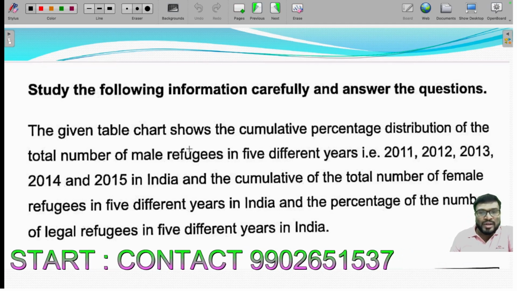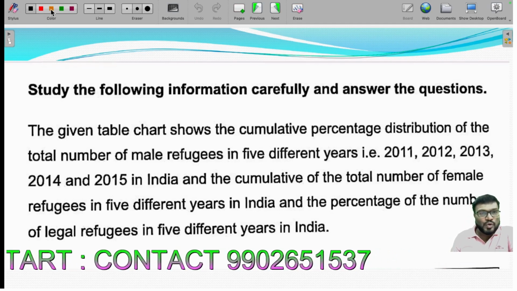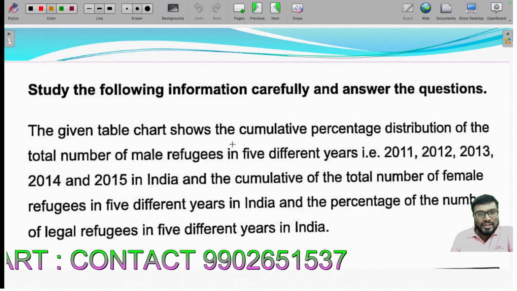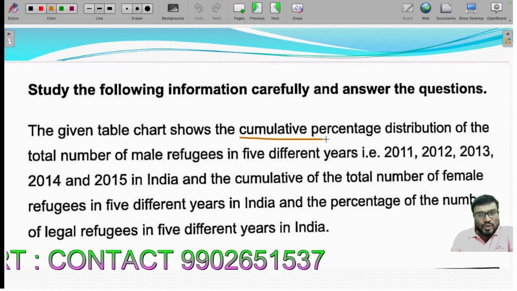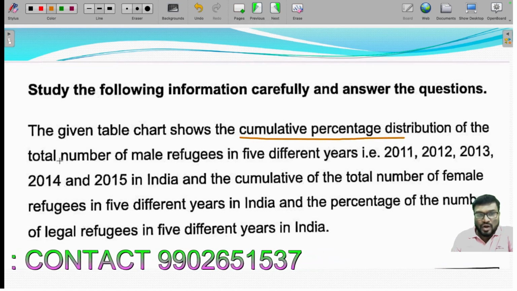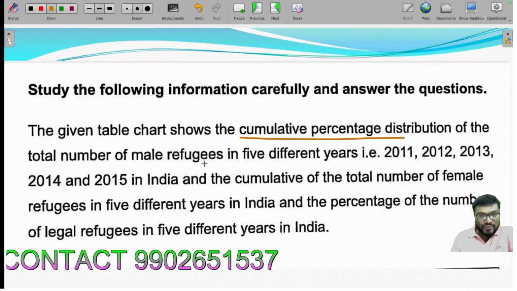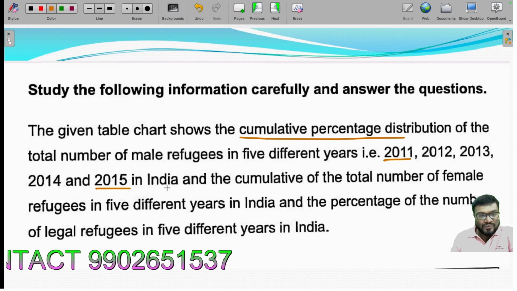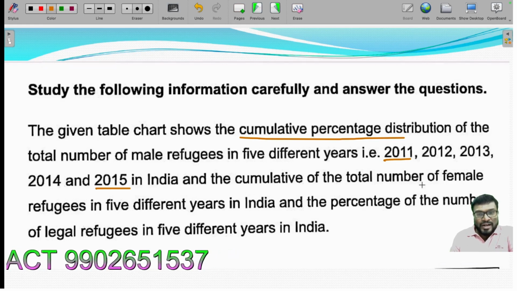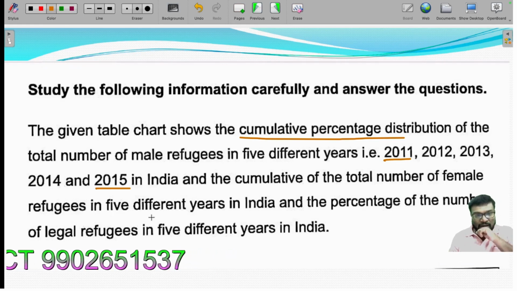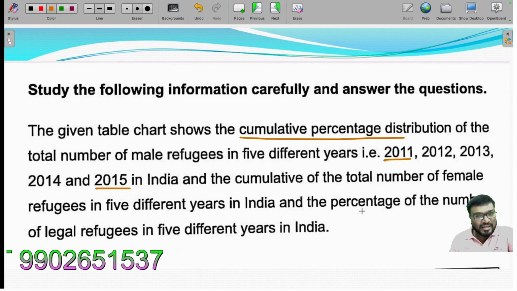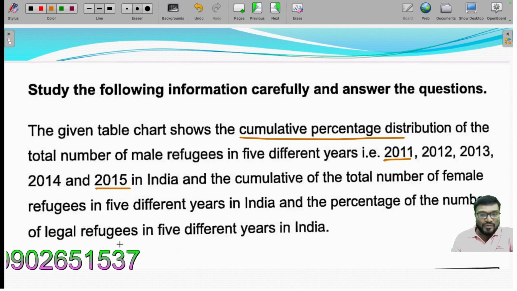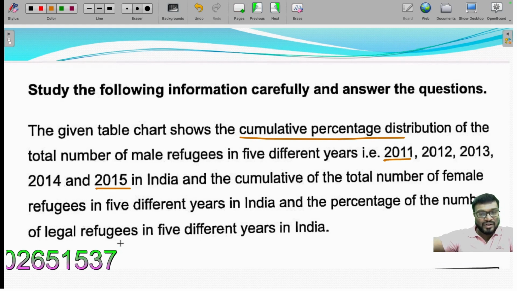Study the following information carefully and answer the questions. The given table chart shows the cumulative percentage distribution of the total number of male refugees in 5 different years, 2011 to 2015 in India, and the cumulative total number of female refugees in 5 different years in India, and the percentage of the number of legal refugees in 5 different years in India.